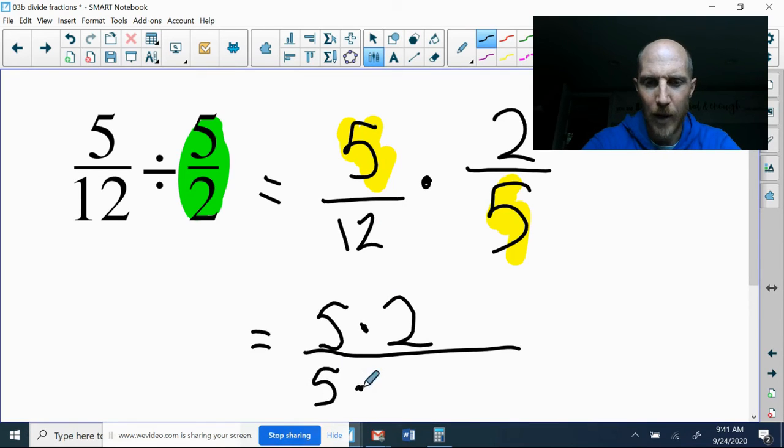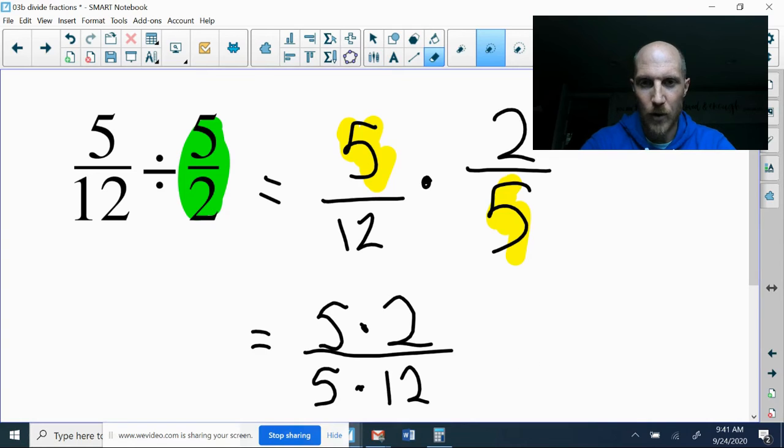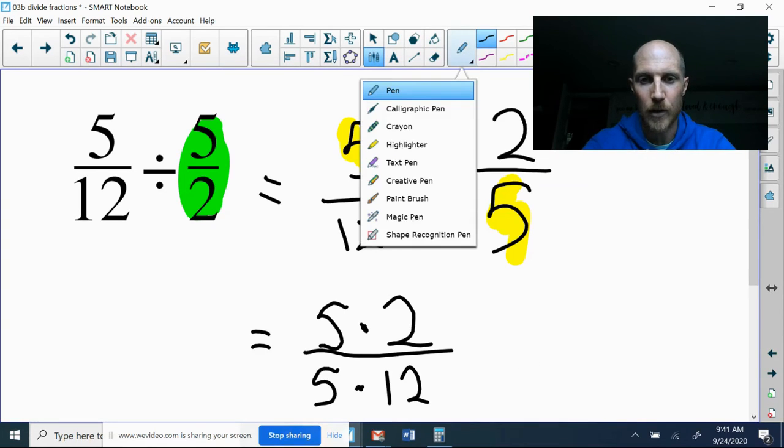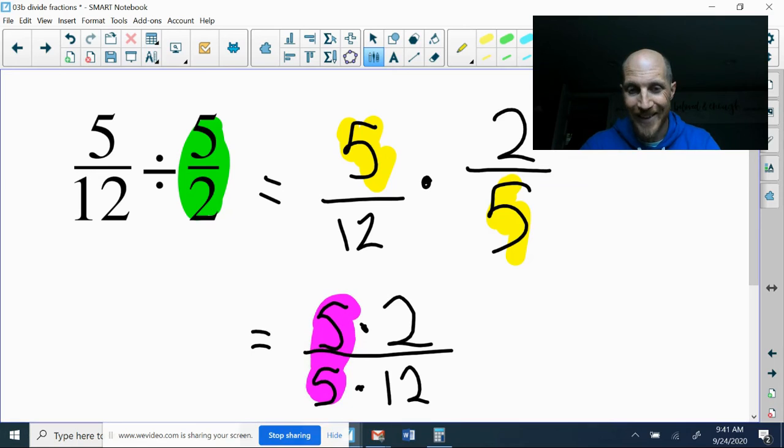When I multiply, it doesn't matter what order I multiply things by. So I could do 12 times 5. That's the exact same thing as 5 times 12. Just for the sake of making this illustration clearer, I'm going to switch the order so that I have the 5 first on both the numerator and the denominator. And then, let's see, I'll get a different color. Okay, so if I look just at the part of this problem that I've highlighted in pink, I have 5 on the top, 5 on the bottom.